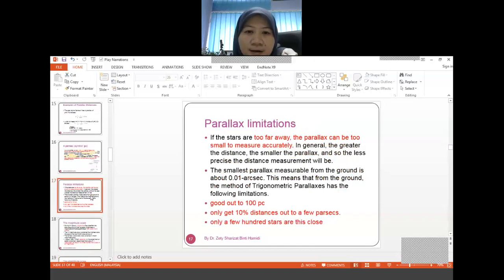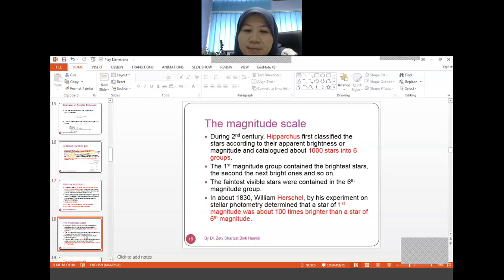But there is also a limitation of the parallax, because if the stars are too far away, the parallax can be too small to measure. Just imagine the angle, it's not easy to get 0.something something, so it's not easy to measure accurately. It is good only out to 100 parsecs, and only 10% of stars are within that distance, because mostly the stars are more than 100 parsecs away, and only a few hundred stars are this close. So it's not easy to measure from the Earth. We need to get the data from a space telescope. So that is about the parallax, and we can discuss more in the next session.